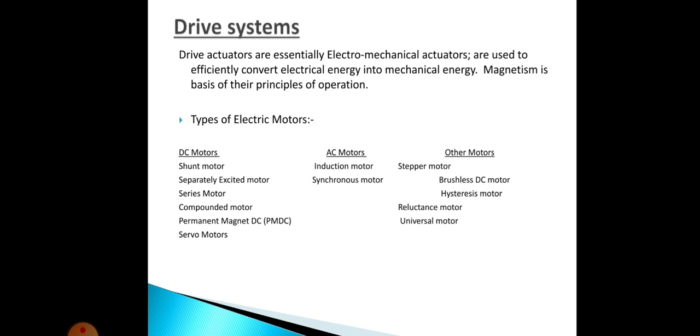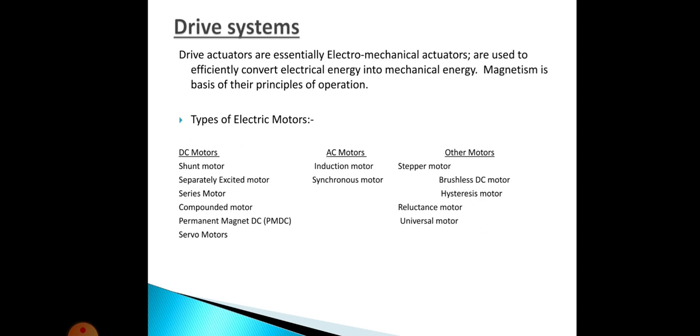What will they be using? They will be using permanent magnets or electromagnets and exploiting electromagnetic phenomena in order to produce the actuation. Electromechanical actuators are DC, AC, servo and stepper motors. So we can see the types of electric motors in the diagram.